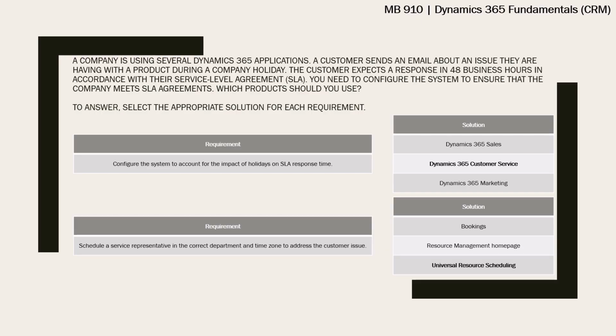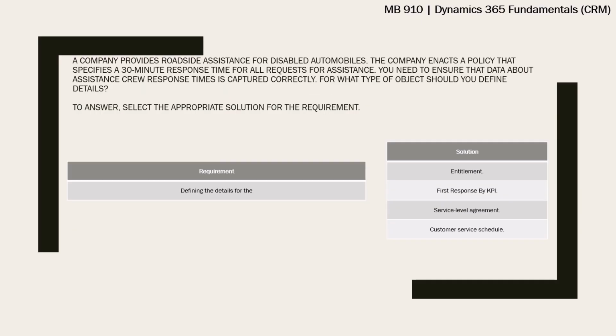A company provides roadside assistance for disabled automobiles. The company enacts a policy that specifies a 30-minute response time for all requests for assistance. You need to ensure that data about assistance crew response times is captured correctly. For what type of object should you define details? Answer. Select the appropriate solution for the requirement.